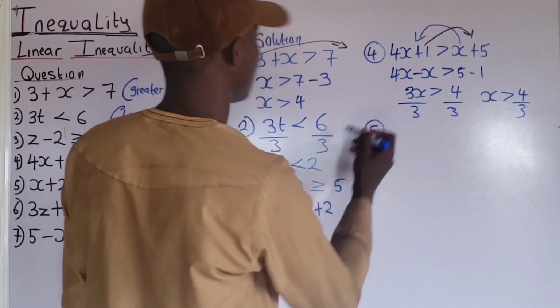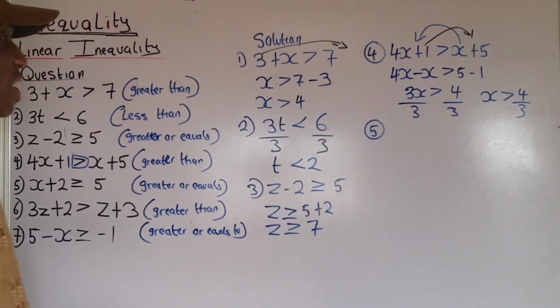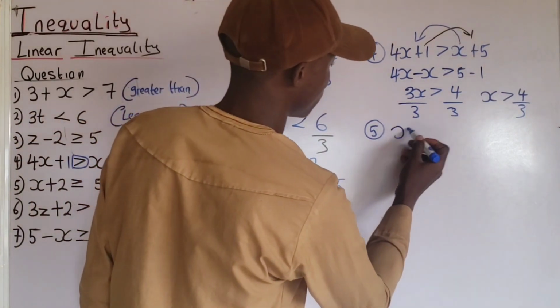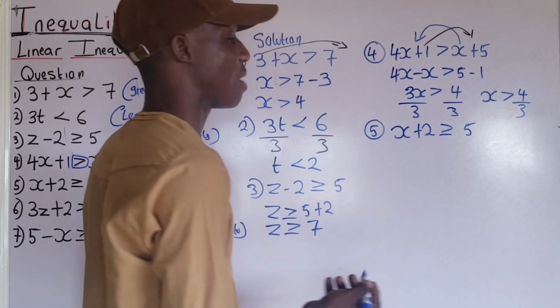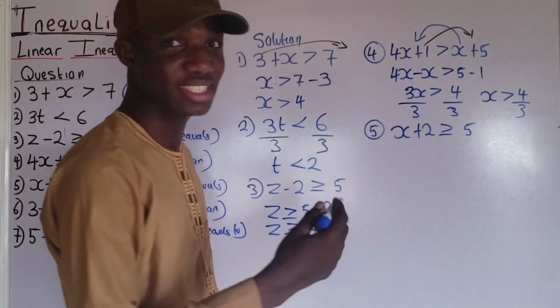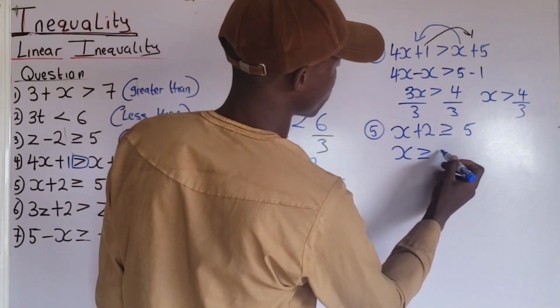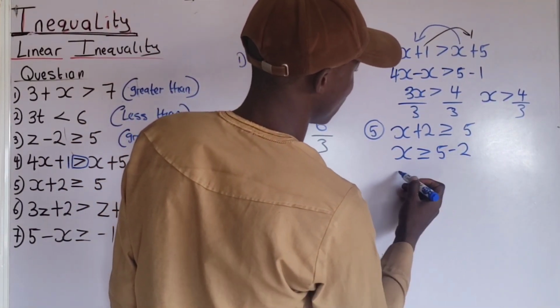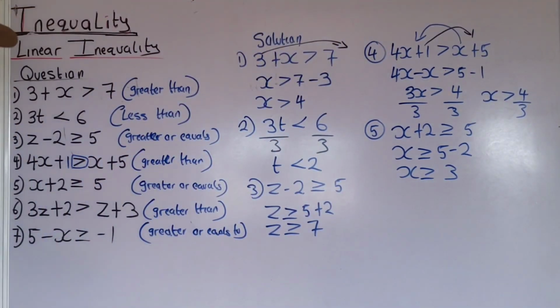Okay. Let's go to question number 5. We have x plus 2 is greater than or equal to 5. This is simple. I'm very sure you can solve this. All you have to do is take this 2 to the right hand side of the equation. So the inequality becomes like this. x is greater than or equal to 5 minus 2. So x is greater than or equal to 3. That is the solution to the question. Okay, let's proceed to question number 6.